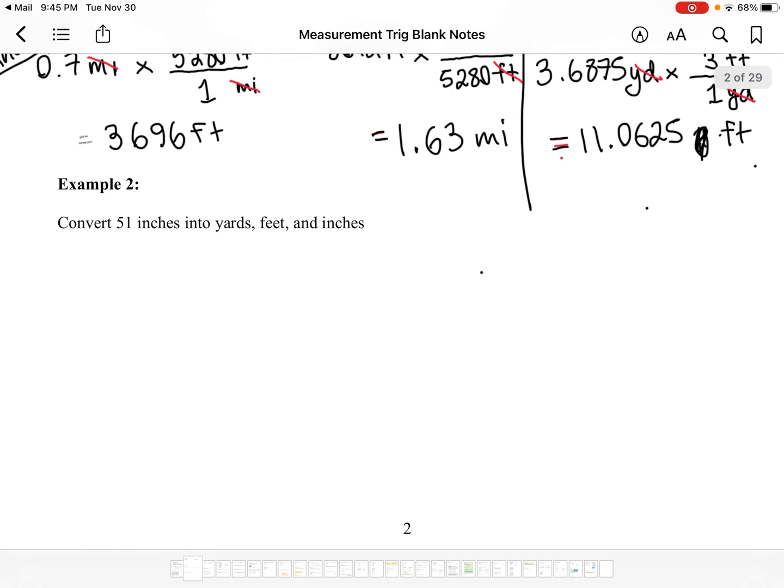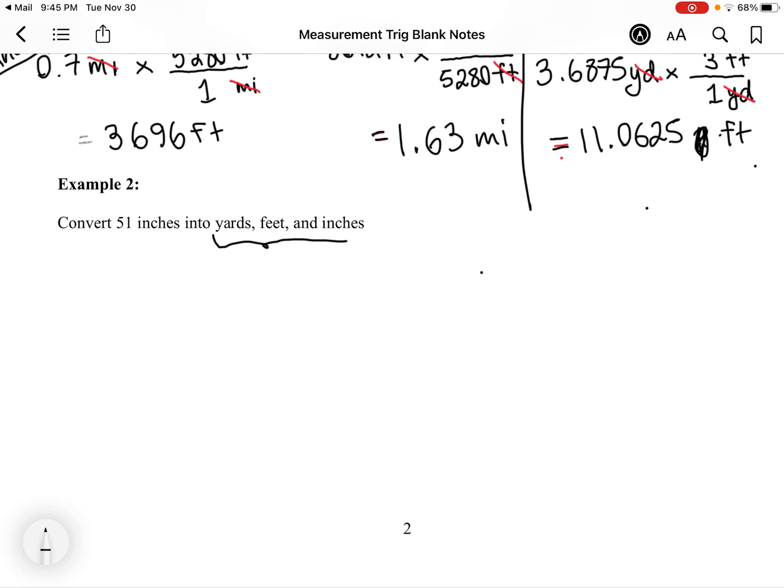Convert 51 inches into yards, feet, and inches. So when you see this wording, yards, feet, and inches, it doesn't mean convert 3 times. It means how many whole yards do you have, how many whole feet do you have, and then how many inches are left over at the end.